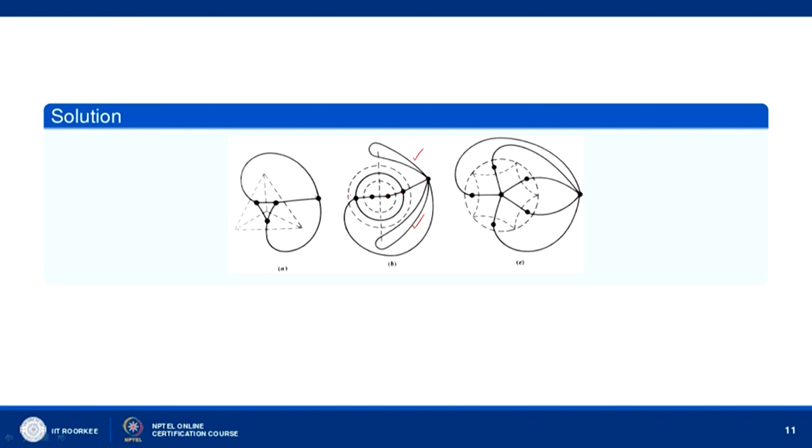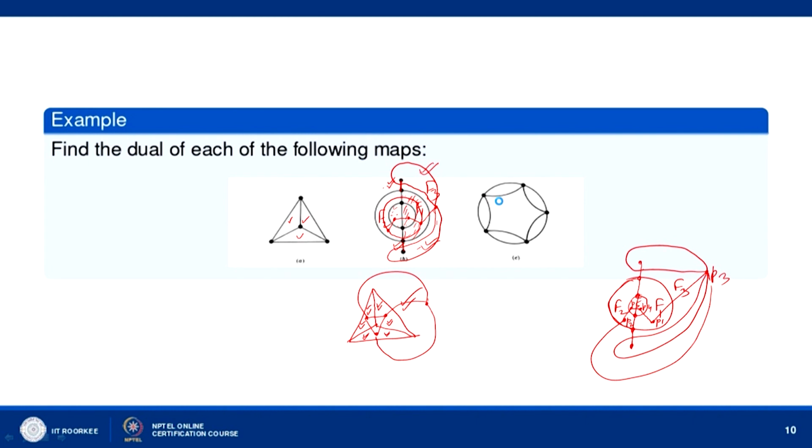Now, let us see this case. Here, how many regions are there? F1, F2, F3, F4, F5, and we have F6 here. So, we take a point P1 here, P2 here, P3 here, P4 here, P5 here, and P6 here.